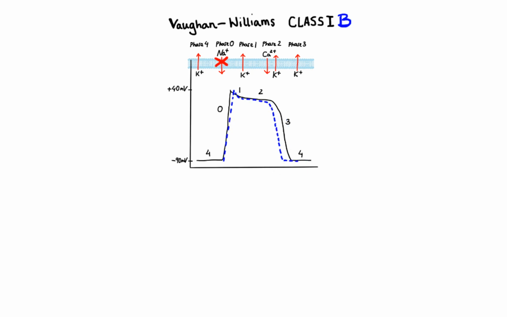Secondly, we have class 1B drugs, which have a relatively weak effect on the phase 0 depolarization due to minimal blockade of fast sodium channels. However, these agents shorten repolarization by blocking sodium channels that activate during late phase 2 of the action potential. So what we'll see with class 1B agents is shortened duration of action potential and shortened effective refractory period. The agents in this class include lidocaine and mexiletine, which are mainly used in the treatment of ventricular arrhythmias.